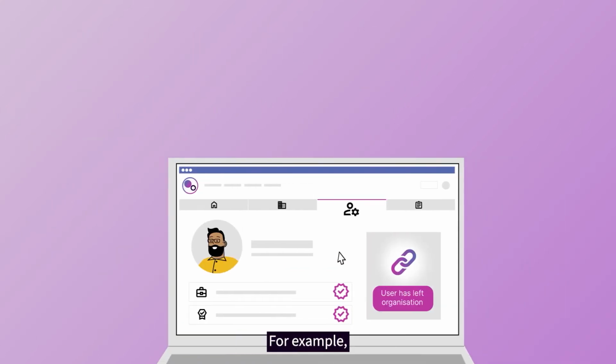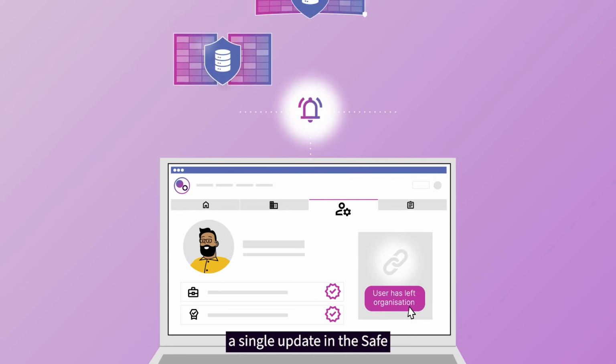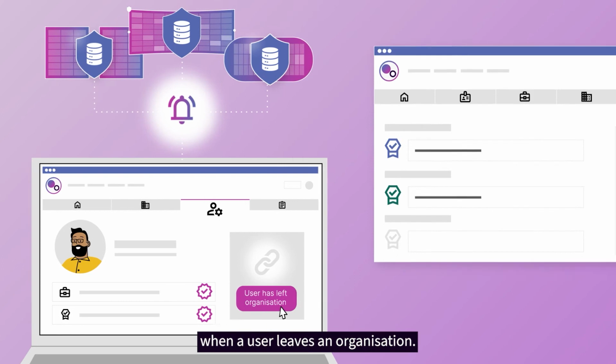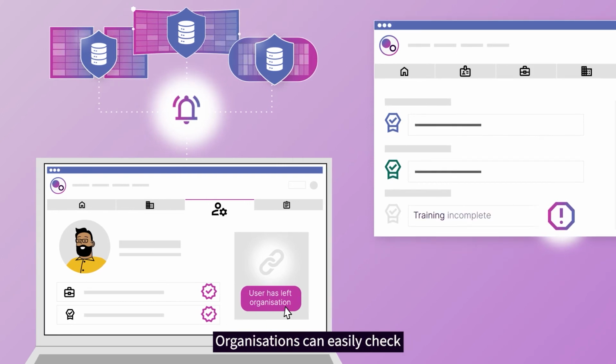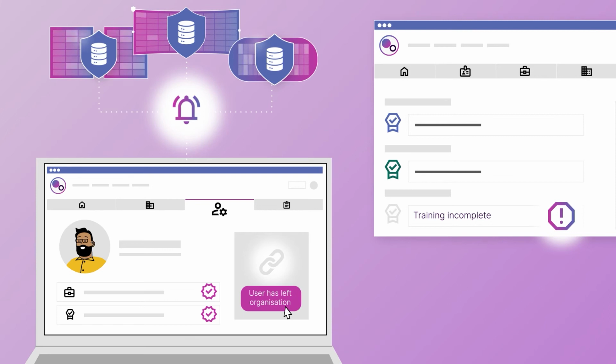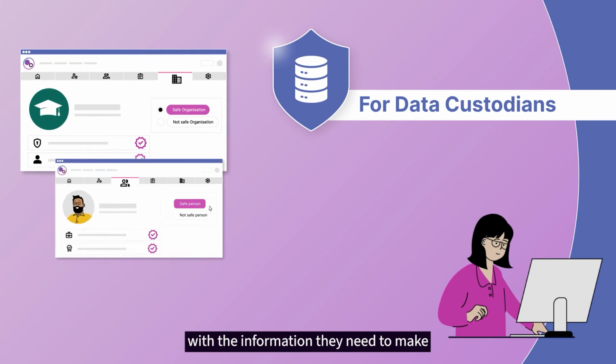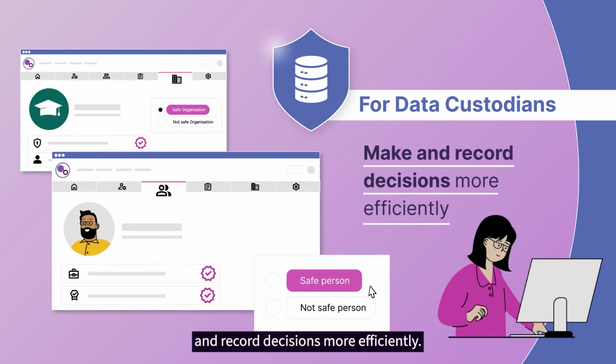For example, a single update in the Safe People Registry notifies all relevant data custodians when a user leaves an organisation. Organisations can easily check if users need to complete training. The Safe People Registry provides data custodians with the information they need to make and record decisions more efficiently. It does not approve projects or who can access data.